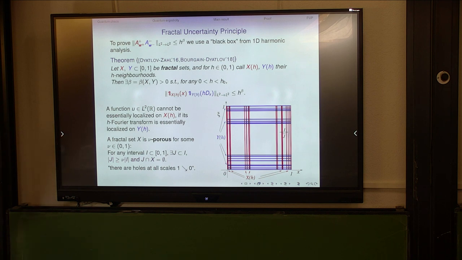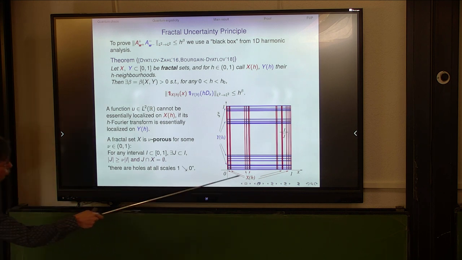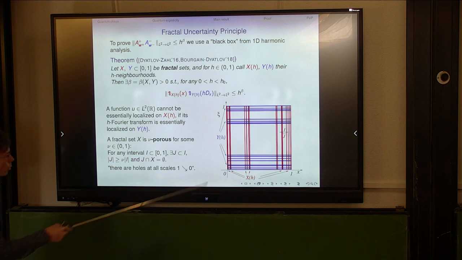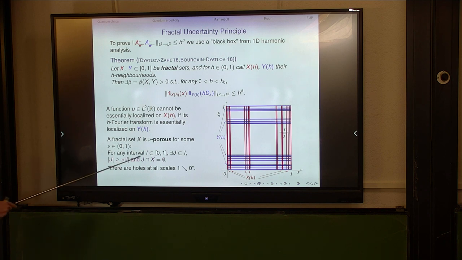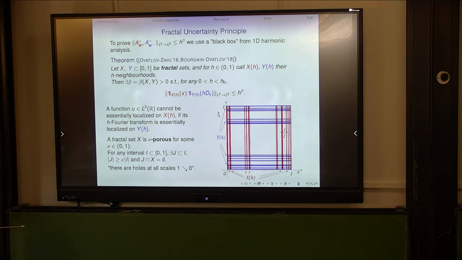When I say fractal, I just mean that the sets x of h and y of h are porous. Porous means that if you take any subinterval I of the unit interval, there will be some subinterval J, which is not too small, bounded below by a constant times the size of I, such that this set J does not intersect the set x of h. So it means that you have holes everywhere at all scales, starting from scale 1 down to scale 0. The property is this porosity.